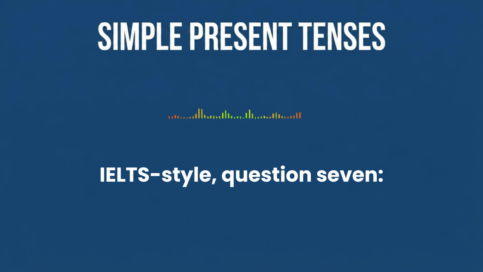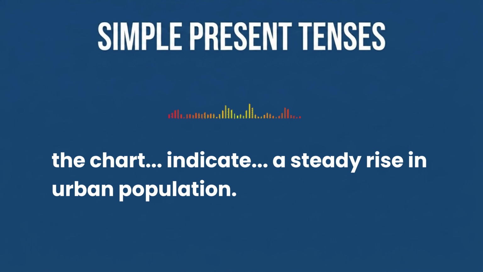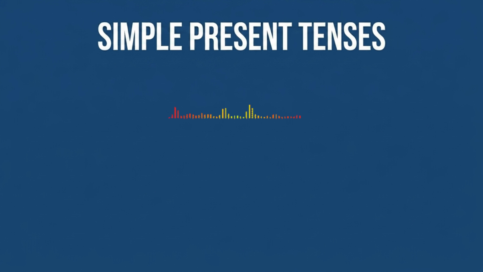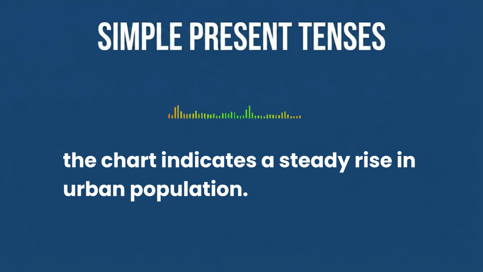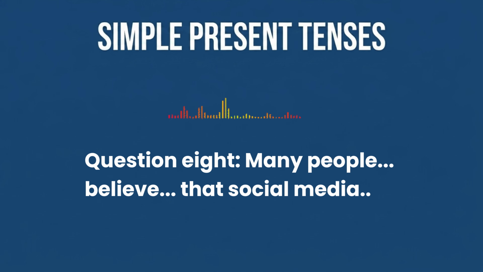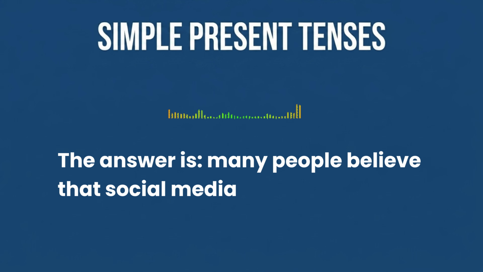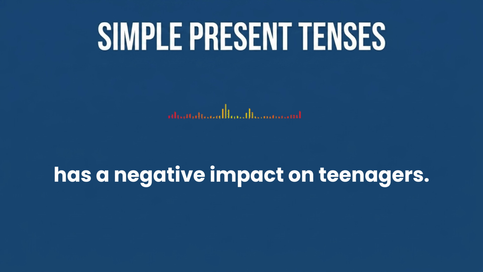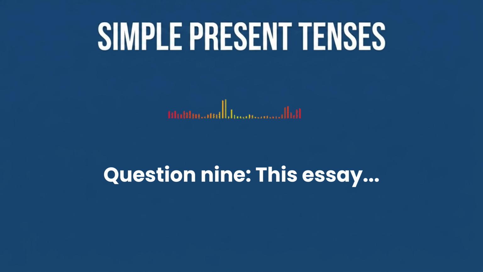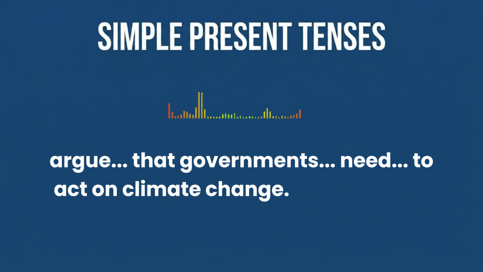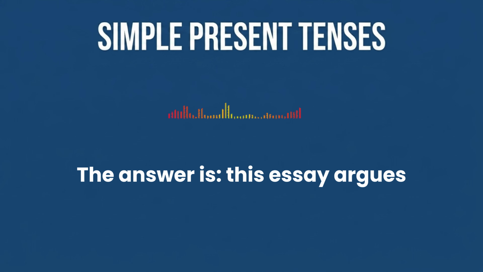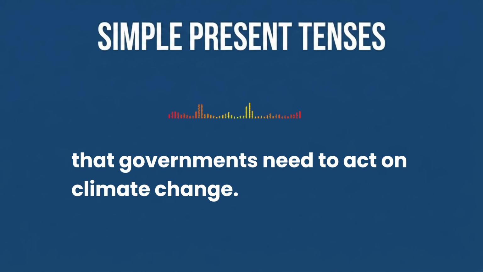IELTS style. Question 7. Overall, the chart indicate a steady rise in urban population. The answer is, the chart indicates a steady rise in urban population. Question 8. Many people believe that social media have a negative impact on teenagers. The answer is, many people believe that social media has a negative impact on teenagers. Question 9. This essay argue that governments need to act on climate change. The answer is, this essay argues that governments need to act on climate change.